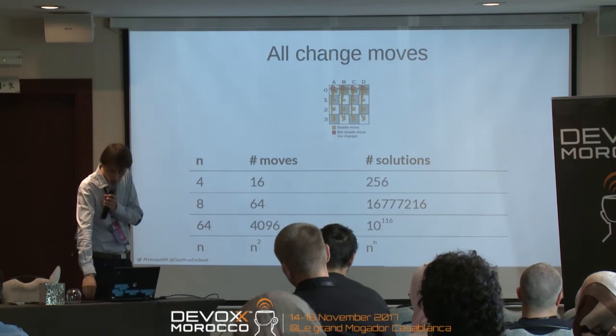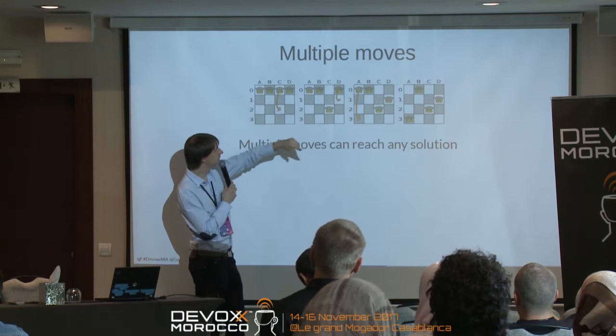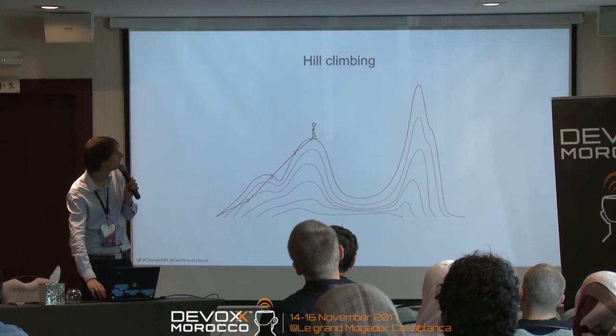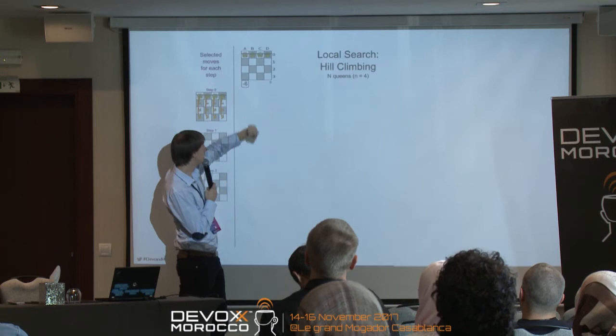With multiple moves, you can get to any solution. So first you move this queen down, then this one, then that one, and we could get there. So with a number of moves sequentially, you can get to any solution. The first algorithm is hill climbing. So what does hill climbing do? Start from the solution. It tries all of the combinations, all of these moves.